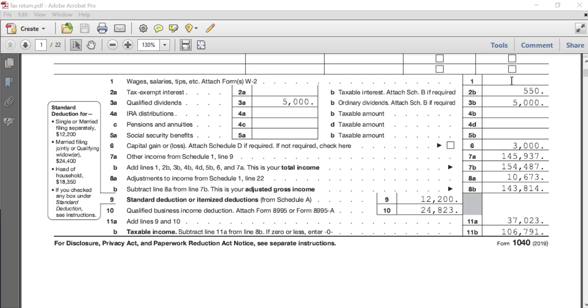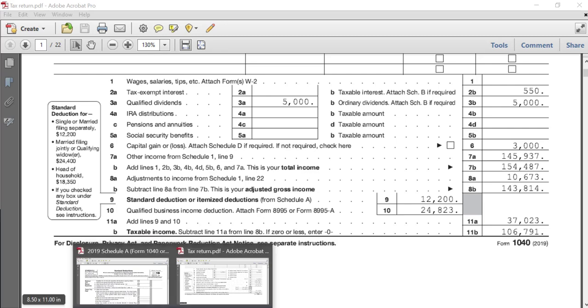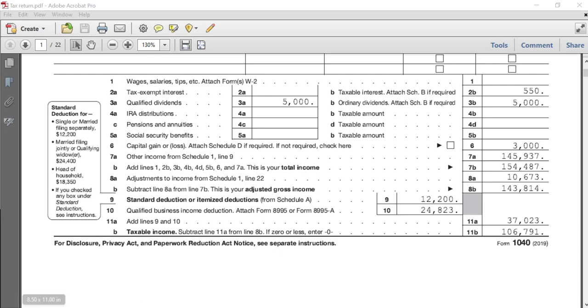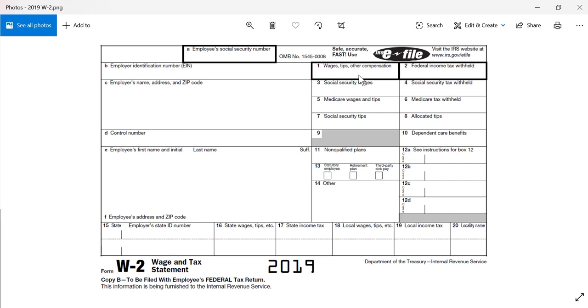He does not have any wages. But this is where you would report wages. And if you look at a W-2, you can see that this is the W-2 you would receive as an employee. And this box right here is what goes on that line. The federal income tax goes on the second page. I'll show you that too. And then there's also Social Security tax and Medicare tax. These are being withheld automatically by your employer.